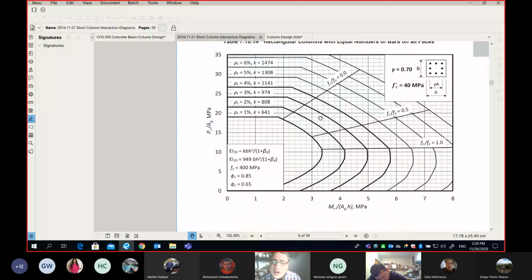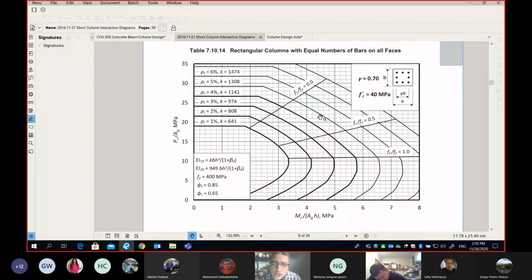So here we go. Now we know that we're going to use this one. Why? Please understand. Number one, gamma is 0.7. f'c is 40. The shape is a square or rectangle, it doesn't matter. And we have bars all around. Now we know we're going to use this one, but the question is, how can we use it?